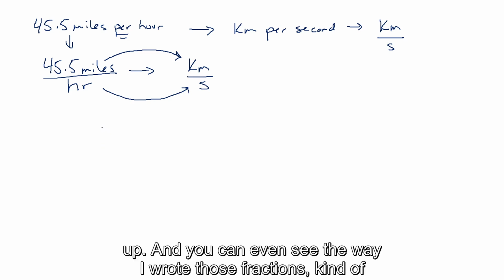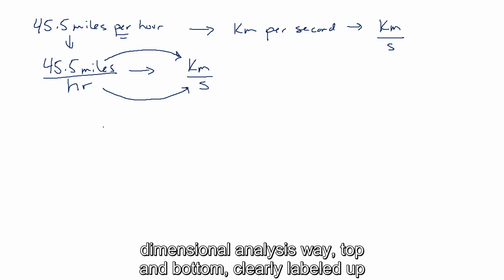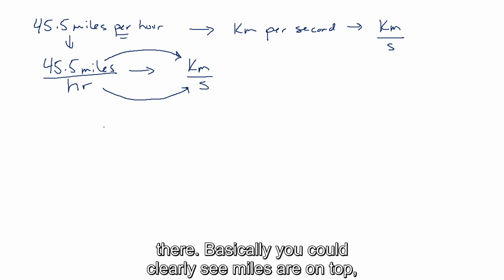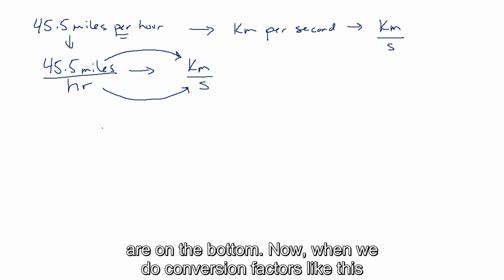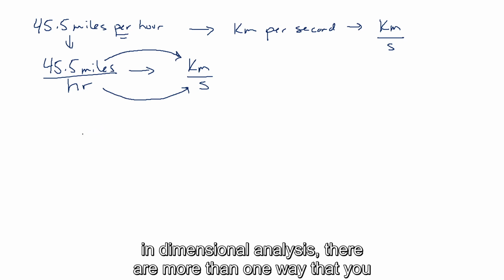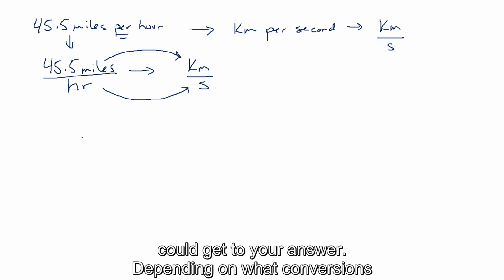We are setting this up, and you can even see the way I wrote those fractions, the dimensional analysis way, top and bottom clearly labeled up there. You could clearly see miles are on top, hours are on the bottom, kilometers are on top, seconds are on the bottom. Now, when we do conversion factors like this in dimensional analysis, there is more than one way that you could get to your answer, depending on what conversions you choose.